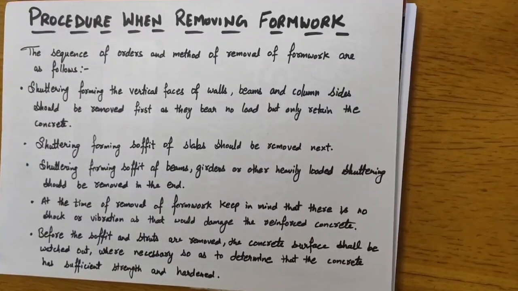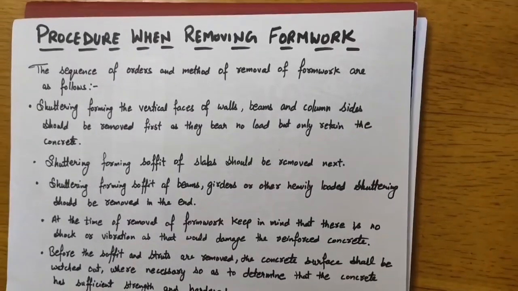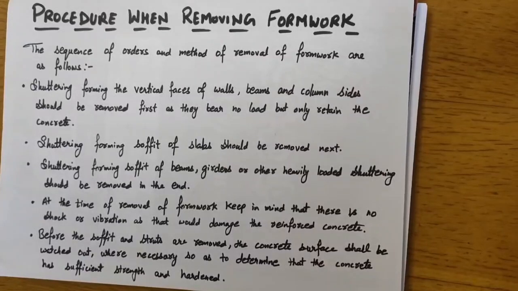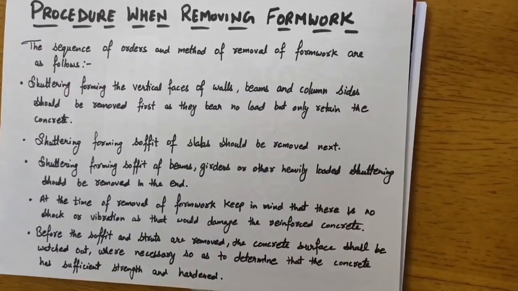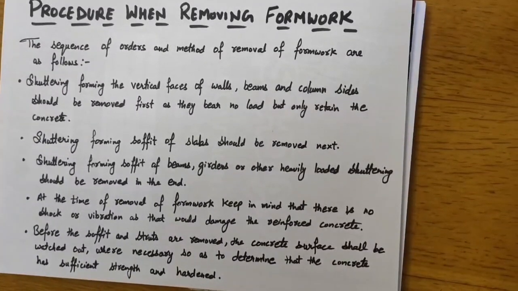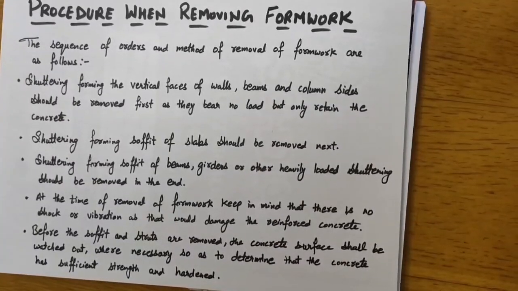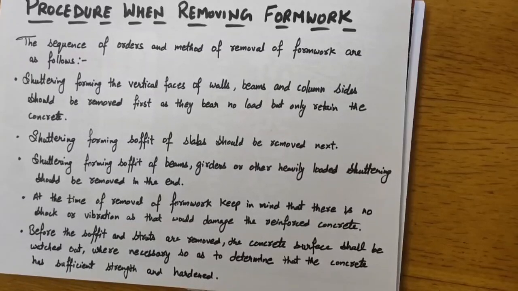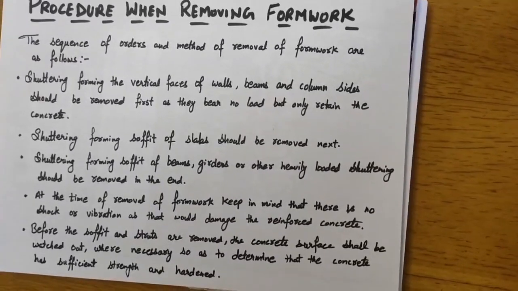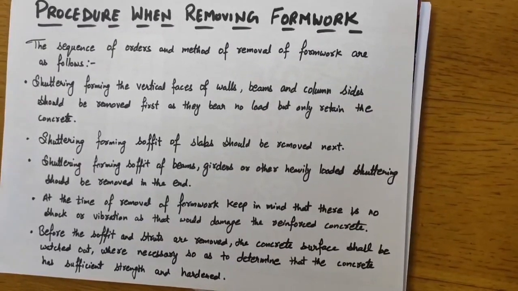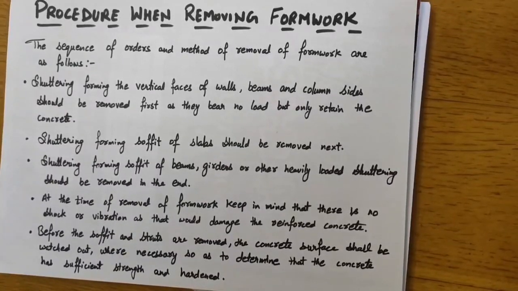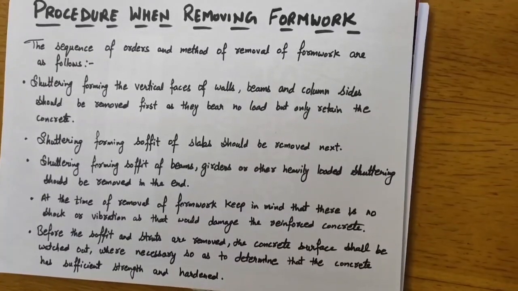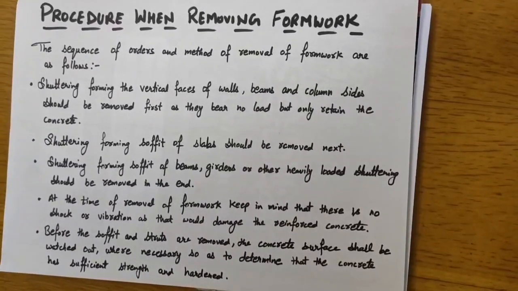Shuttering forming soffit of slabs should be removed next. Shuttering forming soffit of beams, girders or other heavily loaded shuttering should be removed in the end. At the time of removal of formwork, keep in mind that there is no shock or vibration, as that would damage the reinforced concrete, because the concrete doesn't get its full strength during the stripping period. So you should be very aware of it. You should not provide any shock or vibration to it.